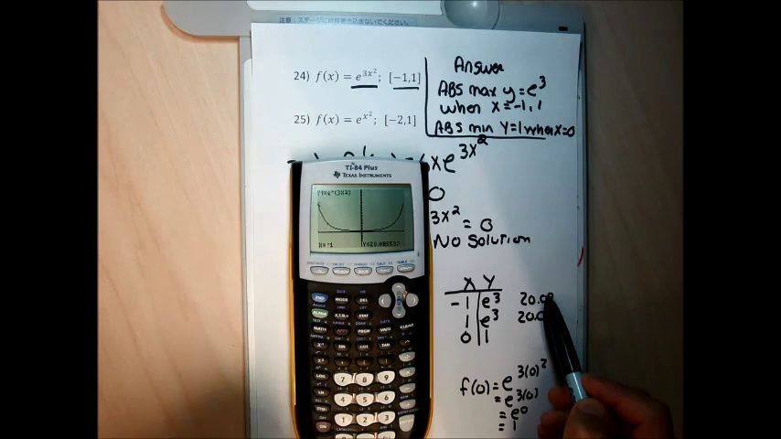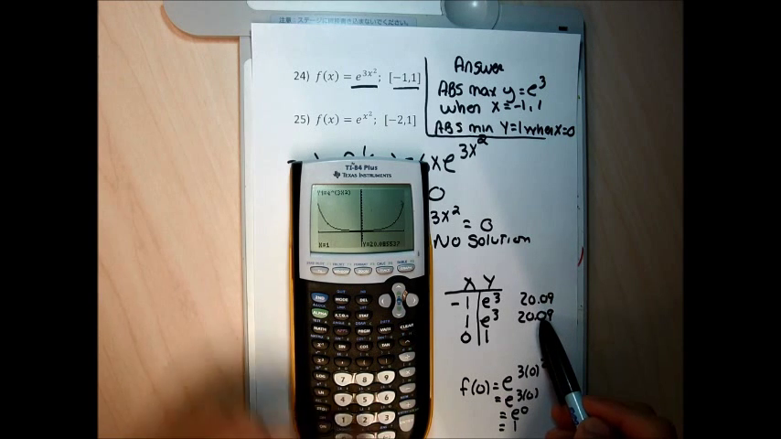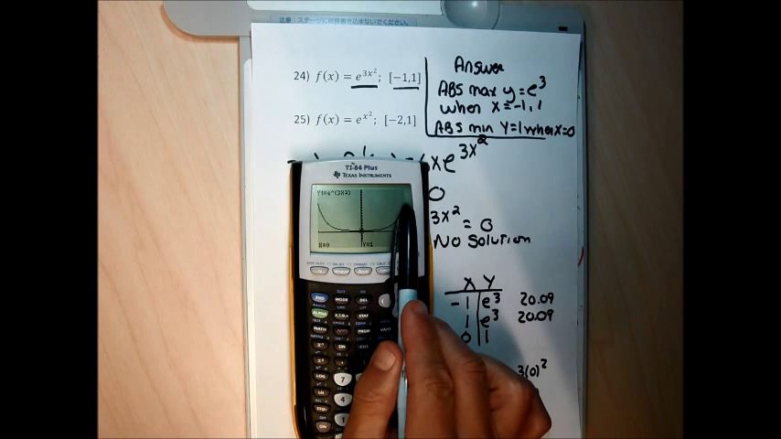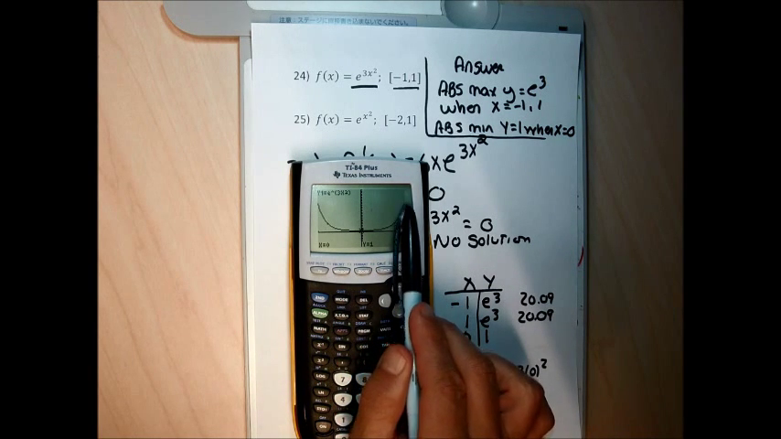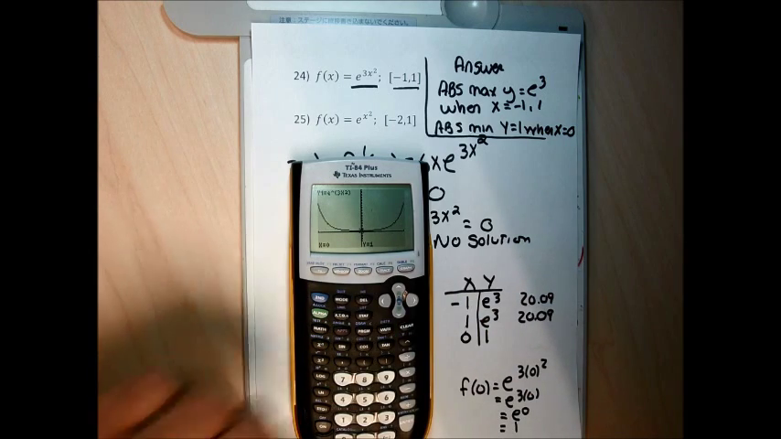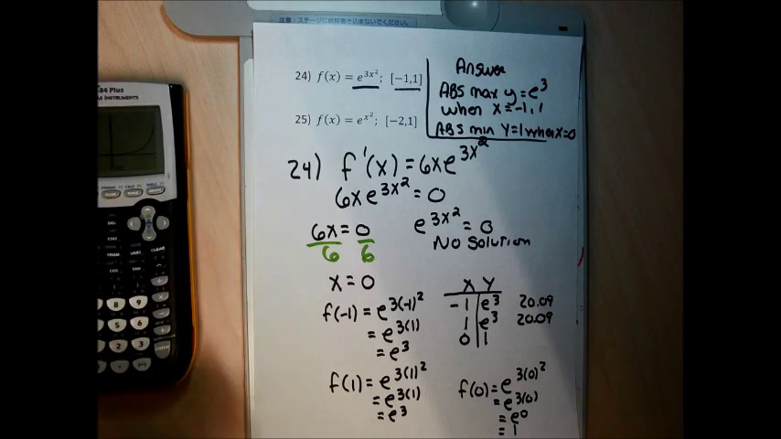I don't have to hit second calc value again. Now I can just type the number 1 and hit enter and get 20.09, and type 0 and hit enter and get 1. So all my y values are correct, and it's kind of obvious to me that the left and the right edge endpoints are the maximum points, and this point in the middle, which is the 0, 1, is the absolute minimum point. All right, so one more problem to go.